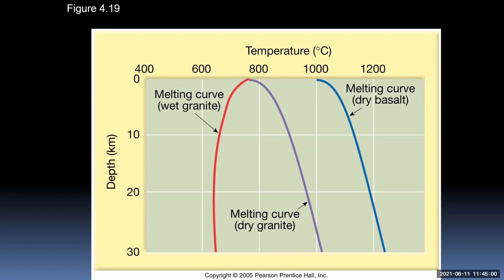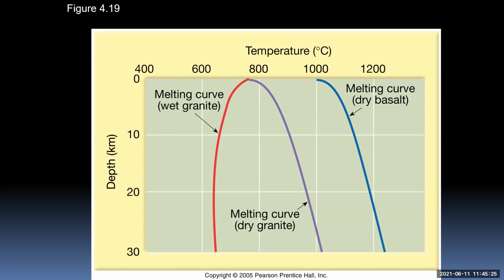That red line there is the melting curve for wet granite. So you can see that by adding water, the temperature required to melt that material actually goes down. It goes down, and it goes down as pressures increase. By increasing pressure, you increase the role of water in lowering the melting temperature for that granite.